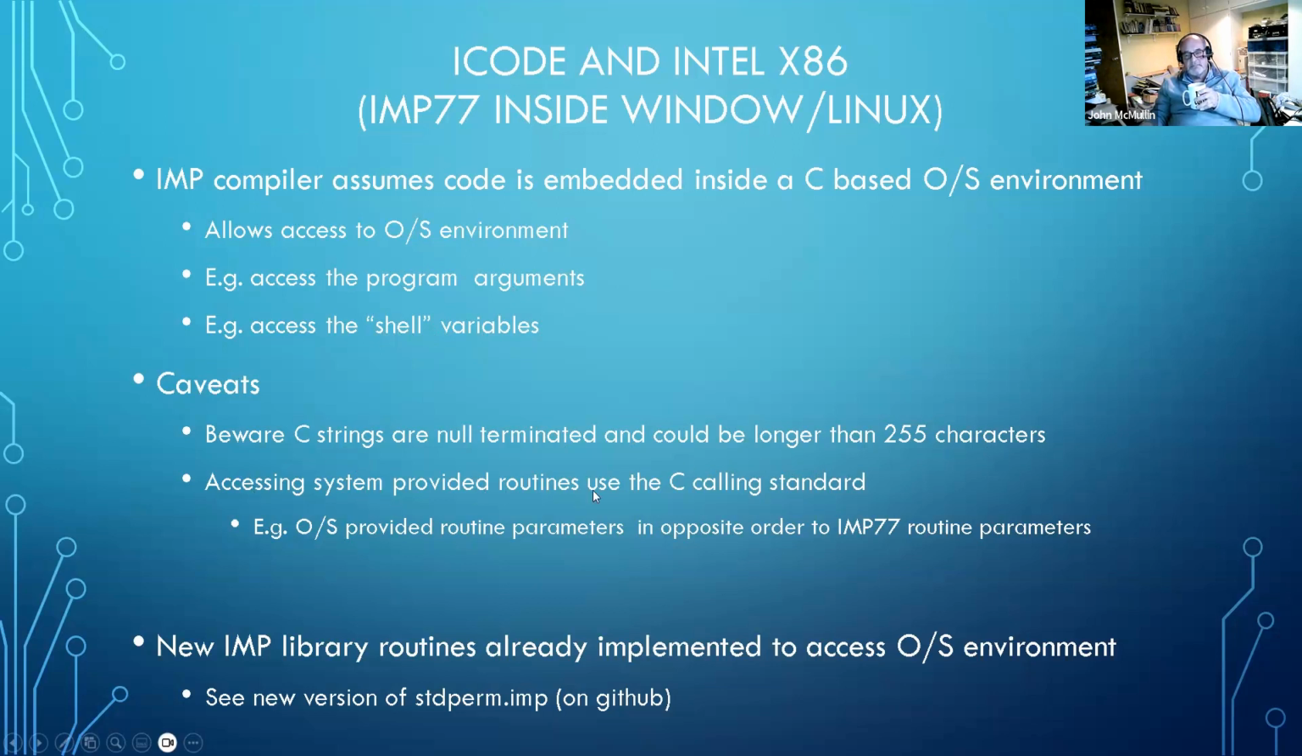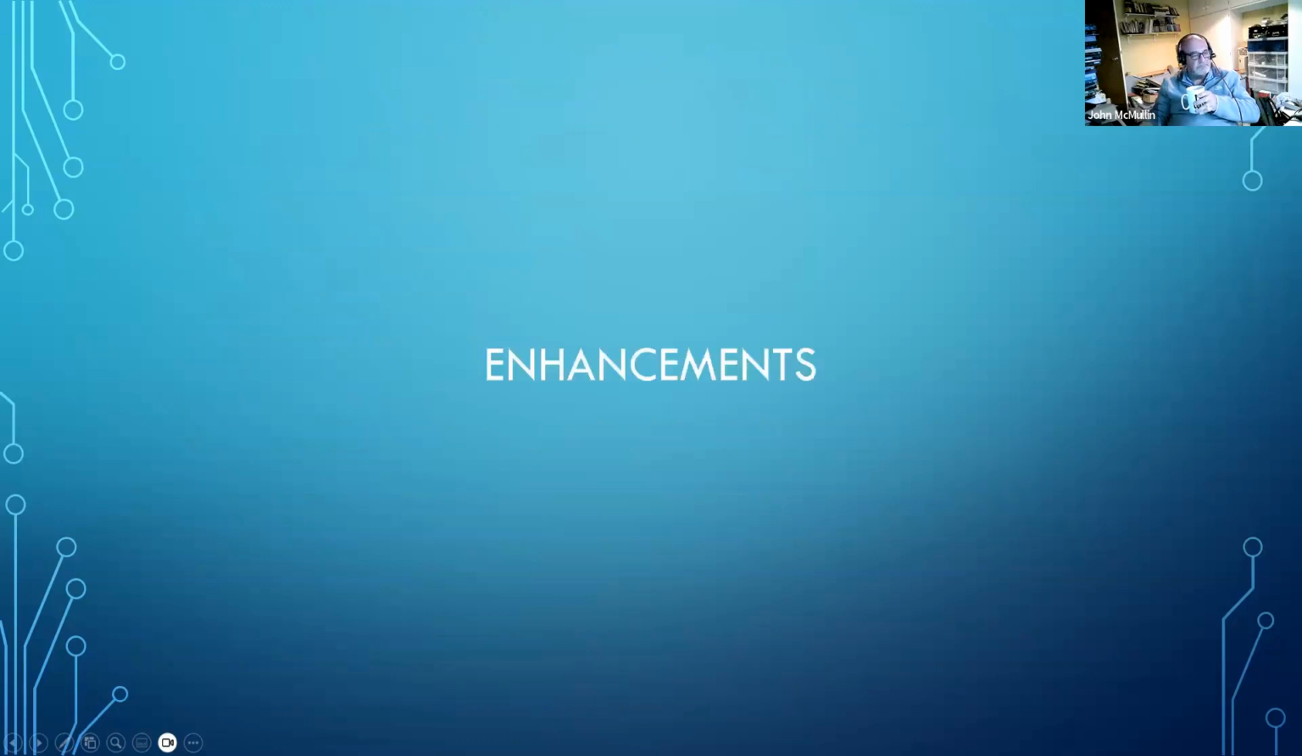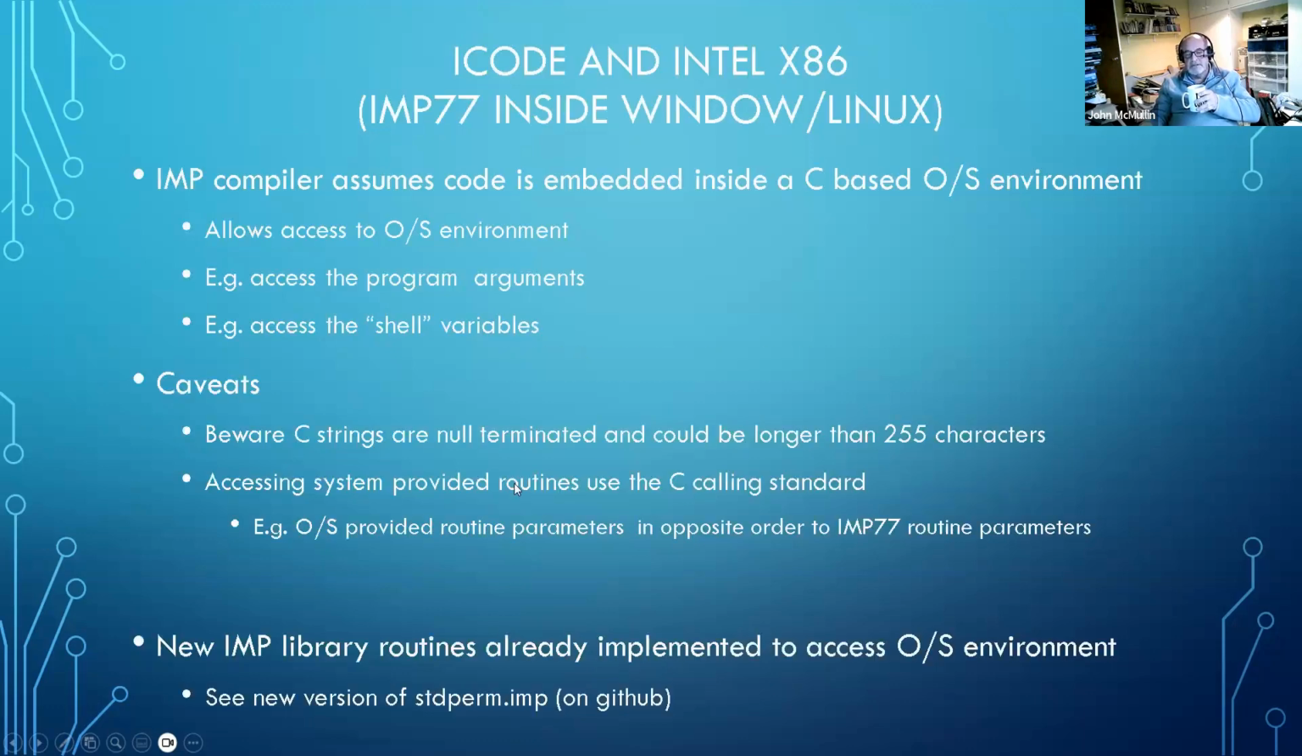So the system routines use the C calling standard, but we have to convert the strings from C format to Imp's format. So these are new library routines which are implemented inside the standard Perm Imp. So you can access the environment and your program parameters as needed inside an Imp program.